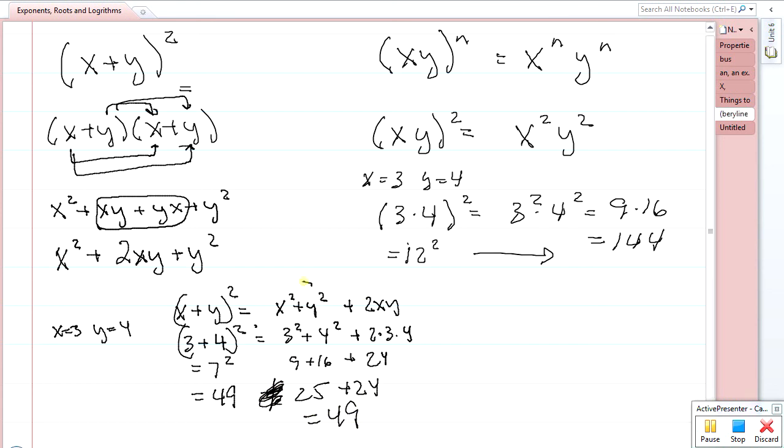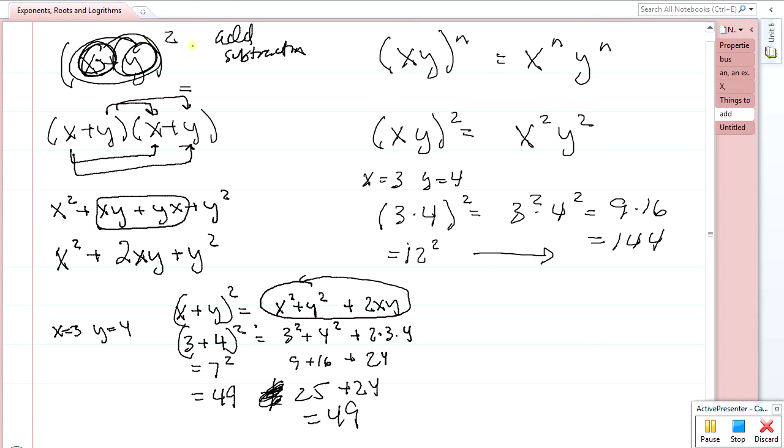and that is why it's imperative you don't try to shortcut. When you are adding or subtracting, meaning you're having multiple terms, this is a term, this is a term, do not try to shortcut with the exponent rules. They do not apply.